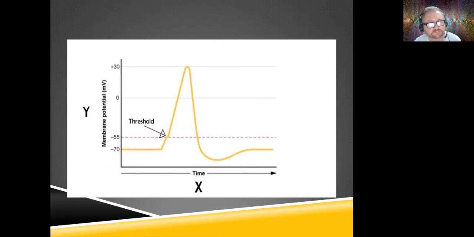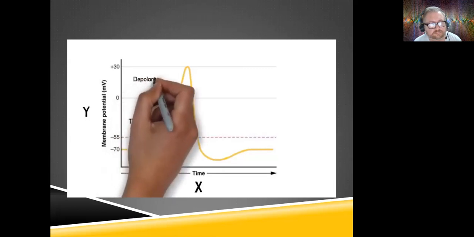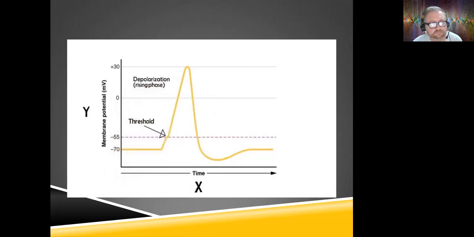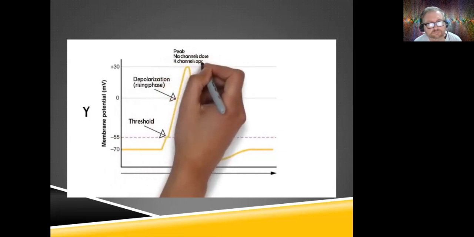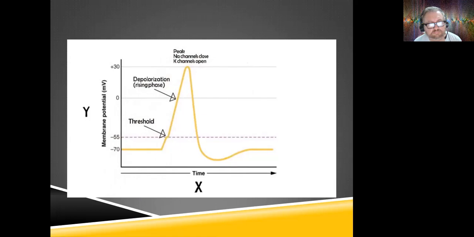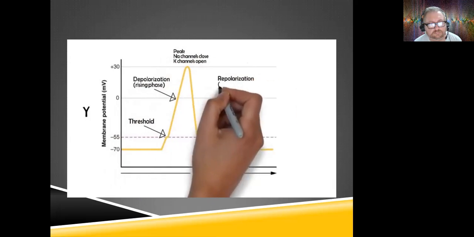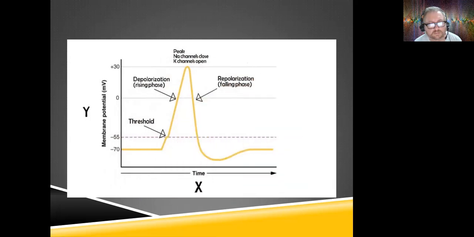When threshold is reached, a large number of sodium channels open, allowing positively charged sodium ions into the cell. This causes massive depolarization of the neuron as the membrane potential reaches zero and then becomes positive. This is known as the rising phase of the action potential. The influx of positive ions creates the electrical signal known as the action potential, which then travels down the neuron. Eventually, the action potential reaches its peak. Sodium channels close and potassium channels open, which allows potassium to flow out of the cell. This loss of positive potassium ions promotes repolarization, which is known as the falling phase of the action potential.